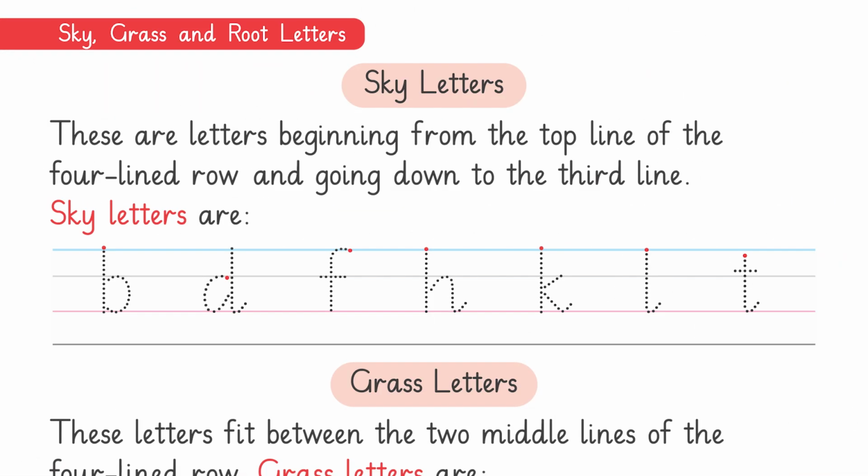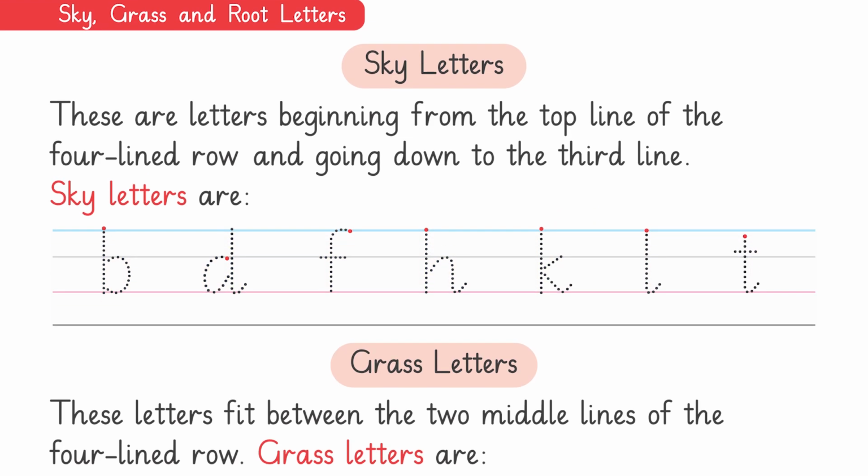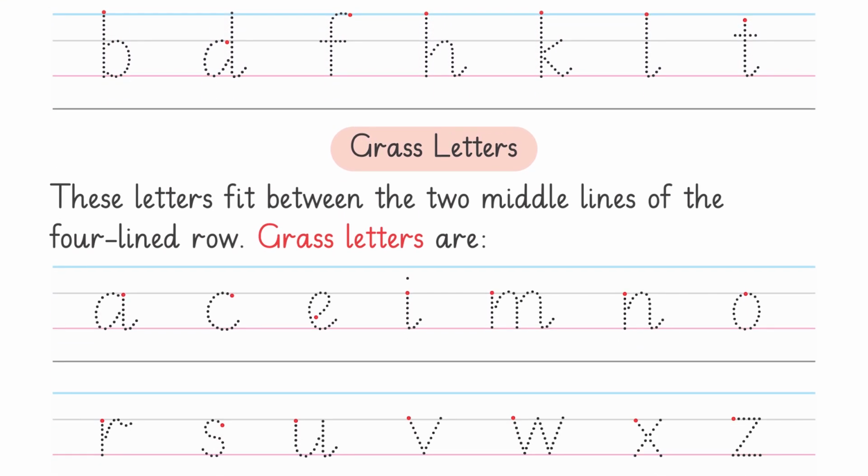On the next page, this is written sky letters. Sky letters are letters that begin from the top line of the 4-lined row and go down to the third line, which we also call the first class line. The sky letters are small b, D, F, H, K, L, and T. Yes, and you are going to do the tracing very nicely.